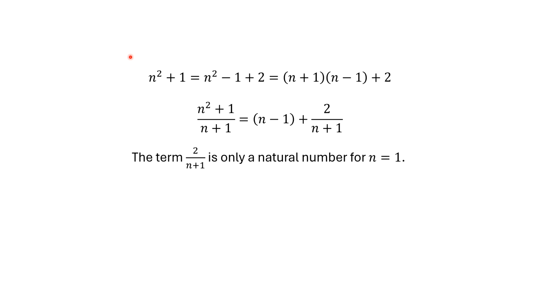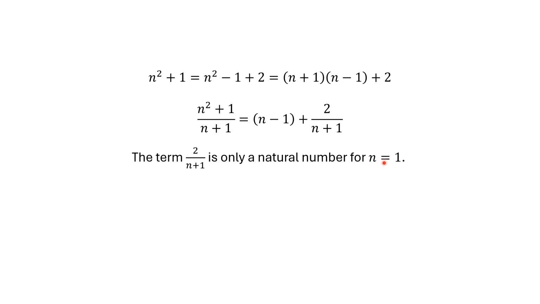The solution is fairly easy. We write n squared plus 1 as n squared minus 1 plus 2. Then we factor these first two terms here as n plus 1 times n minus 1, as you know from basic algebra. Then we divide n plus 1 into this, and we get n minus 1 plus 2 over n plus 1. And so this is, of course, always for any natural number n, this is always an integer, but this is only an integer for n equals 1.